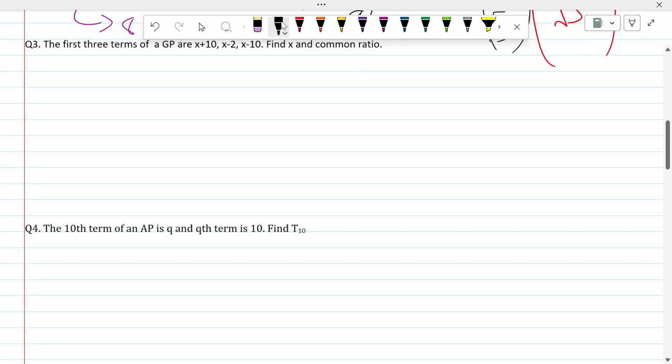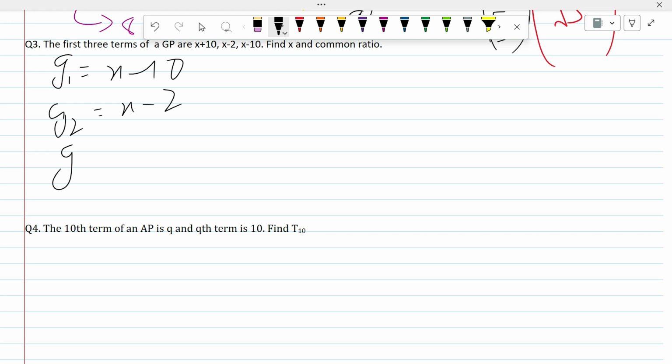Now this is a very simple question if you understand it. The first three terms of a GP are given. Let me check them: G1 is equal to x plus 10, G2 is equal to x minus 2, and G3 I will take as x minus 10, okay, sorry, x plus 10. Now I have to find two things. First is x, and second is the value of the common ratio.